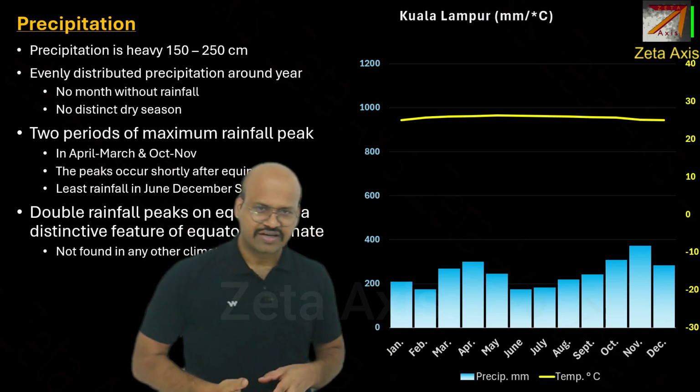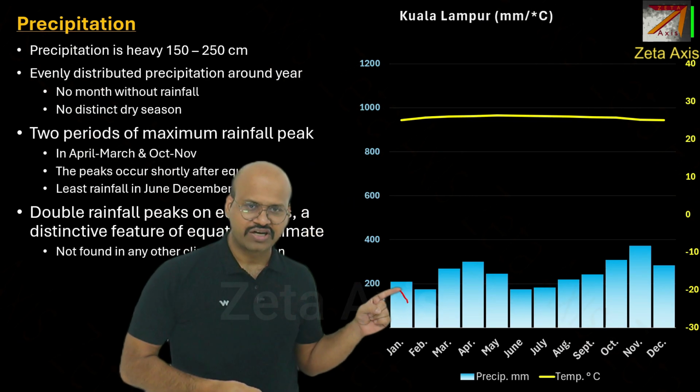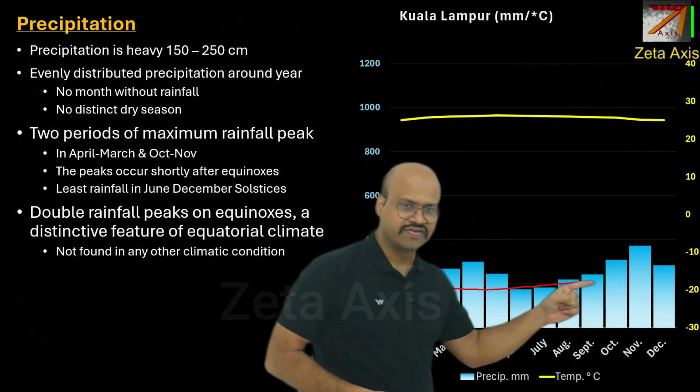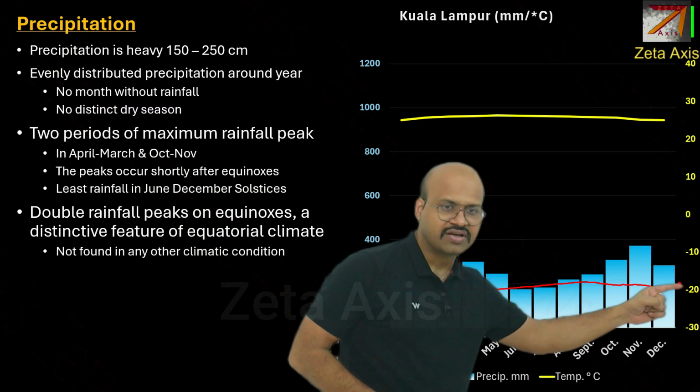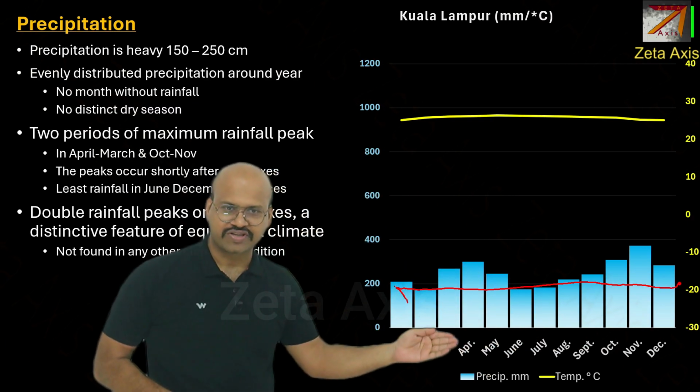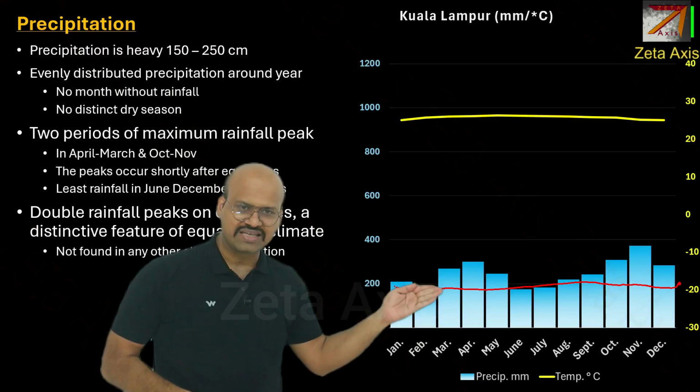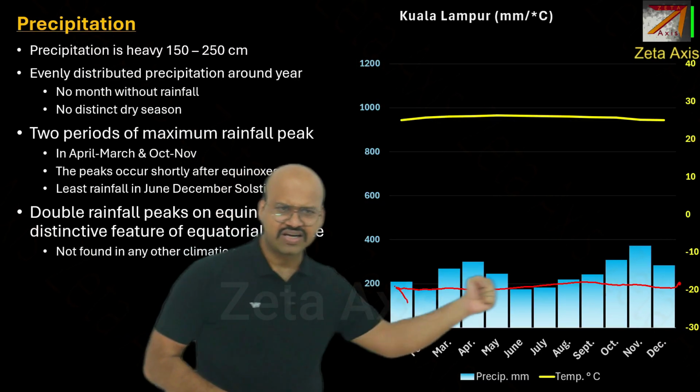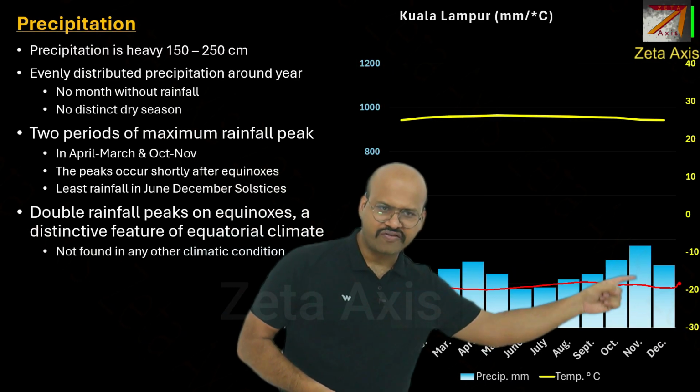We can draw a line like this, and we will see that most of these months have rainfall more than this line. So we can see that it is evenly distributed rainfall. The difference is not very high for each month.